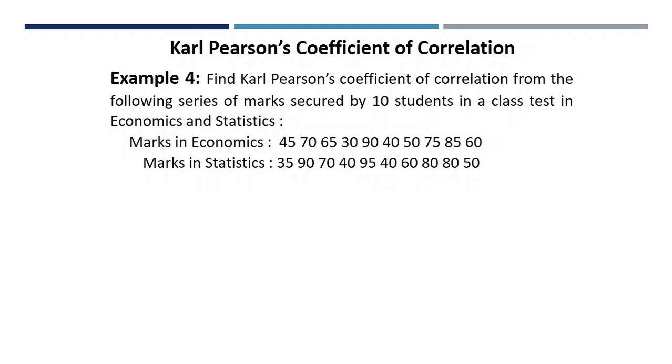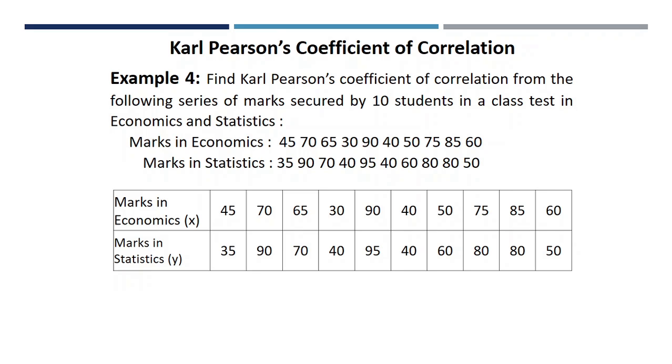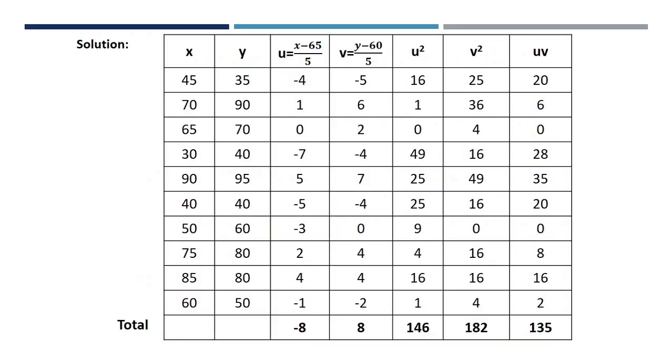Another example, find the Karl Pearson's coefficient of correlation from the following series of marks secured by 10 students in a class test in economics and statistics. Marks in economics is given and marks in statistics is given. So I am taking x as the marks in economics and y as the marks in statistics. So I am preparing a table like this, the given x values and the given y values.